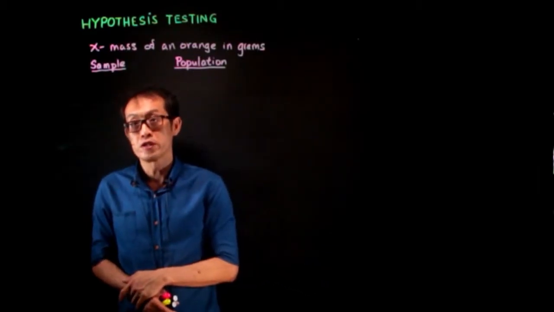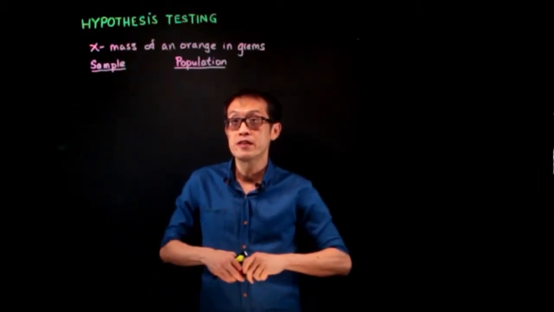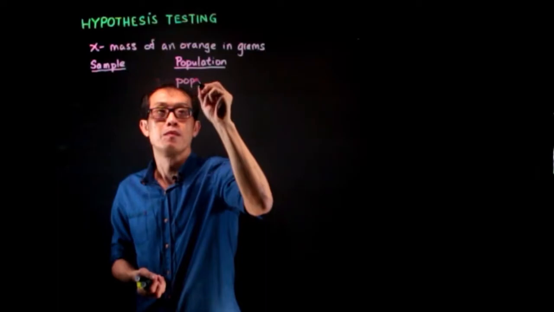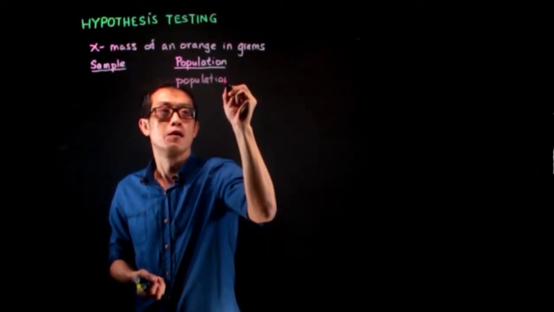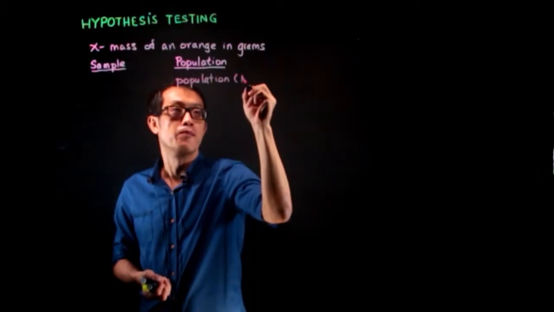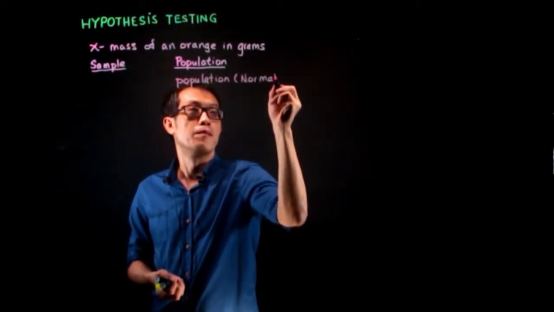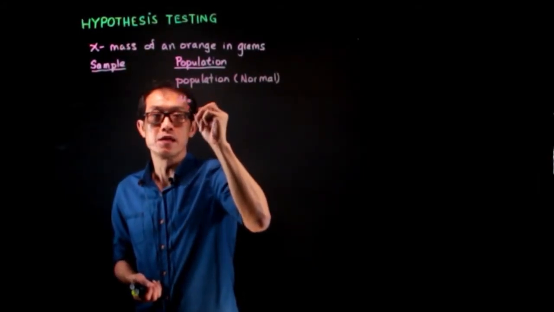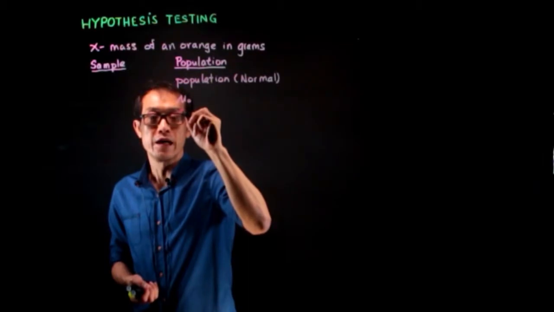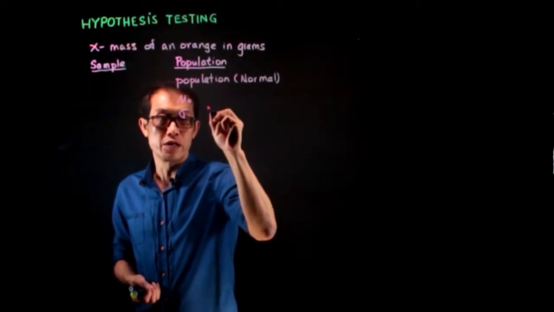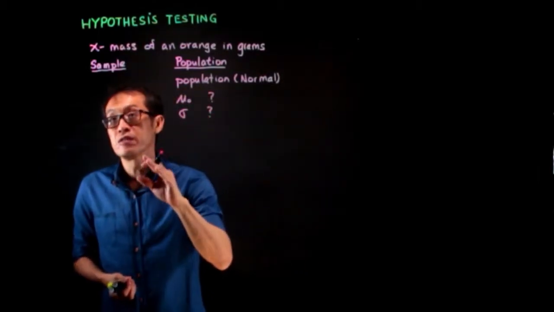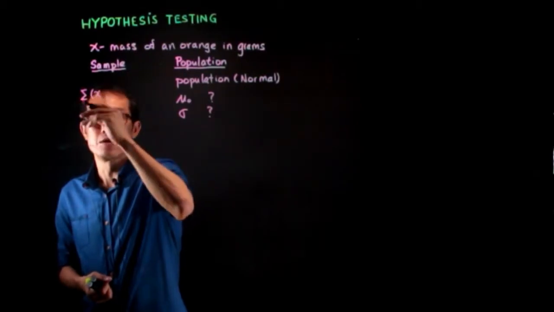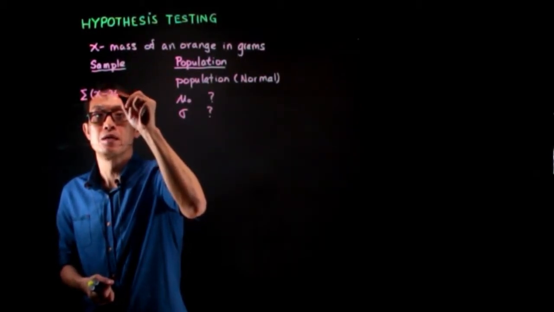Now, in this question, it is given that the population is normal, right? Now, the population mean is not given, and the variance is also not given. Now, what is the information given from the sample? The following information is given in the sample.